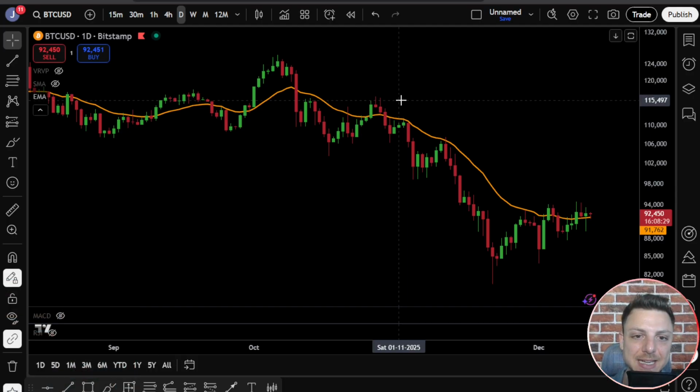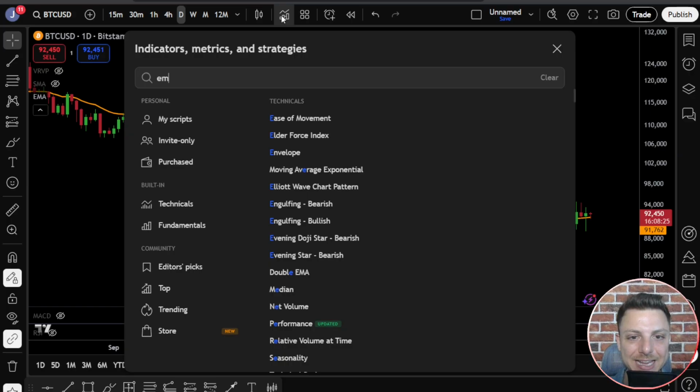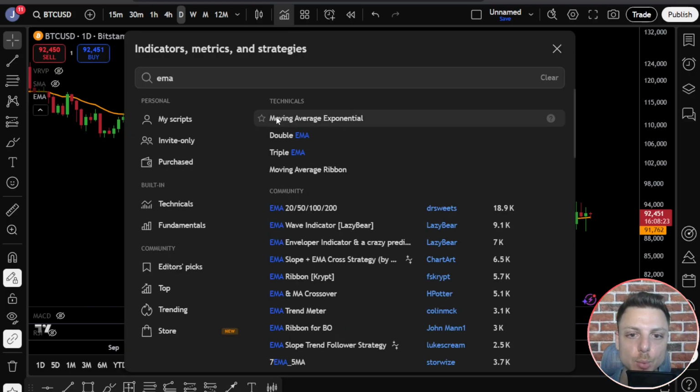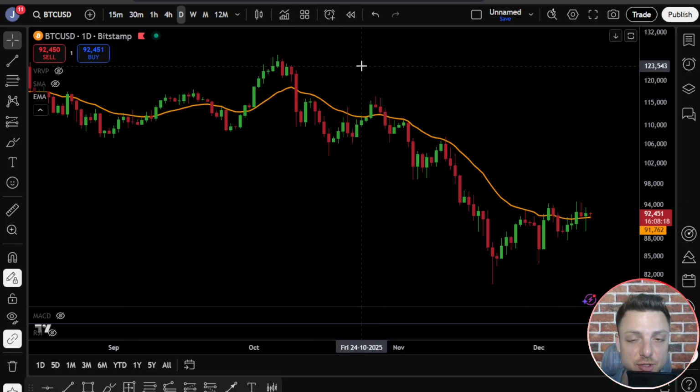Now, you can actually easily add this to your chart yourself. Come over to the indicators, type in EMA. Now we see moving average exponential. Click on this, and now you'll have it added to your chart.